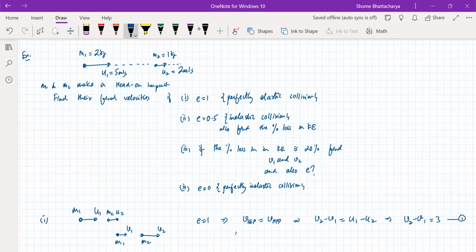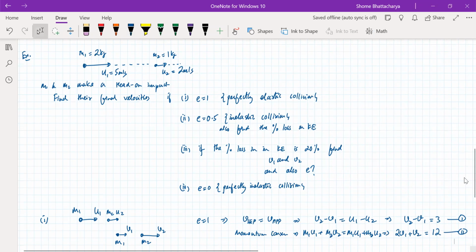And momentum conservation, that's our other equation. M1 V1 plus M2 V2 is equal to M1 U1 plus M2 U2. So here that will become 2V1 plus V2 equal to the initial momentum, which is 10 plus 2, 12. Now if you solve these two equations, you will get the value of V1 and V2.